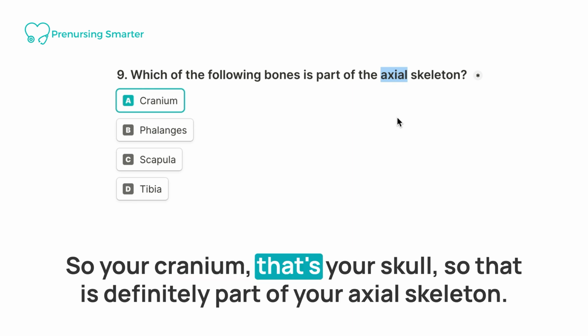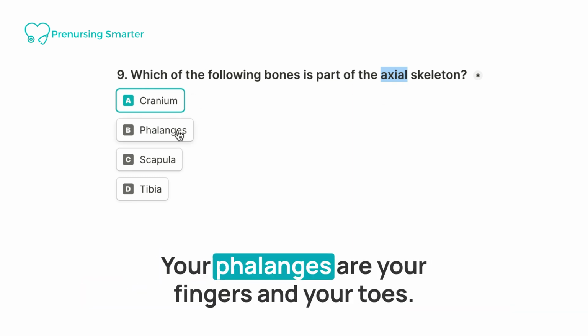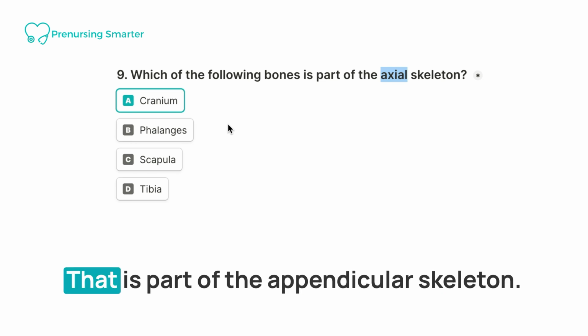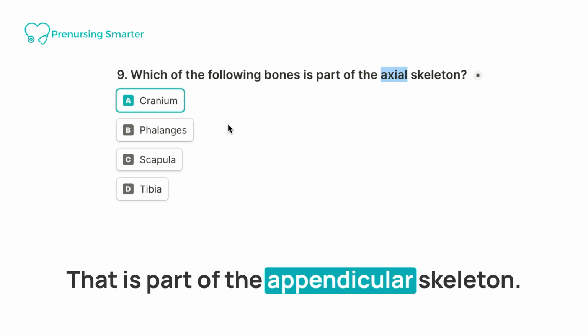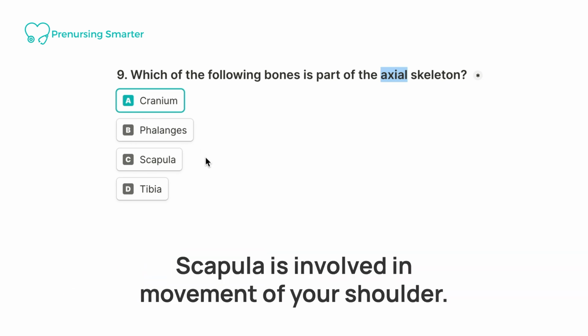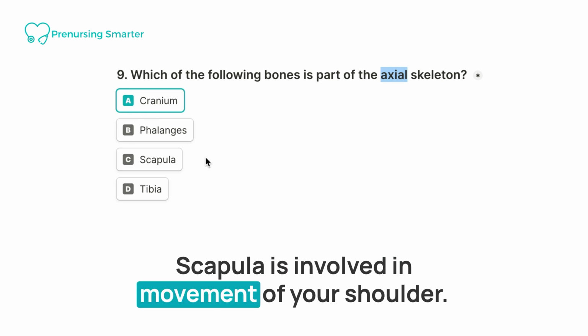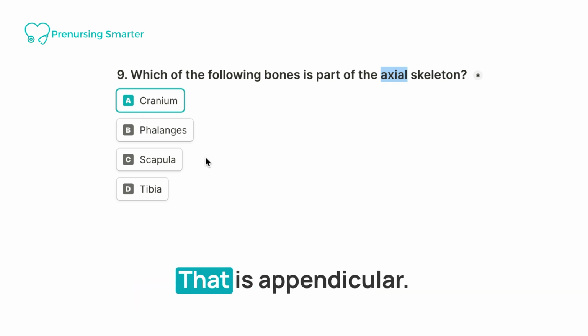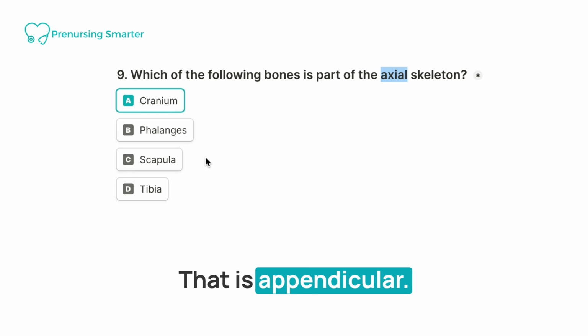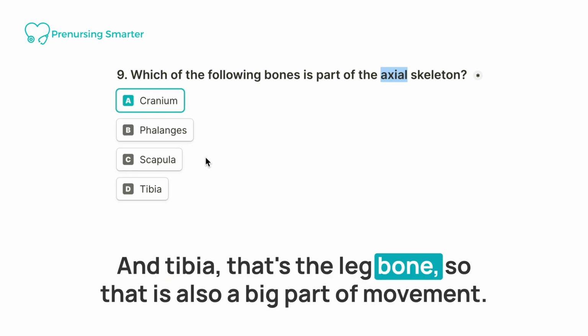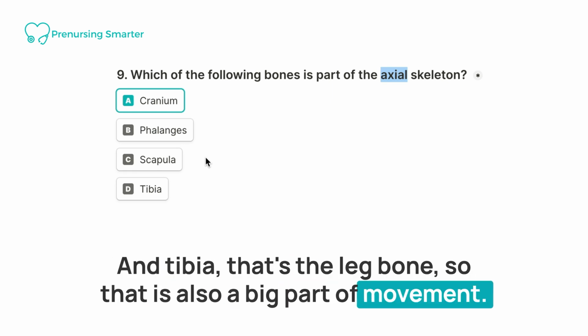So your cranium, that's your skull. So that is definitely part of your axial skeleton. Your phalanges are your fingers and your toes. That is part of the appendicular skeleton. Scapula is involved in movement of your shoulder. That is appendicular. And tibia, that's the leg bone. So that is also a big part of movement.